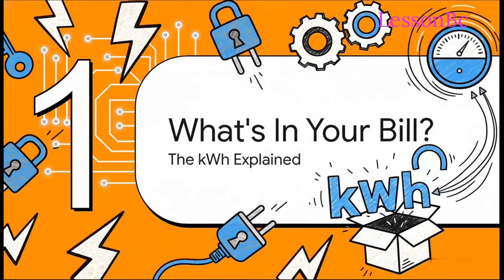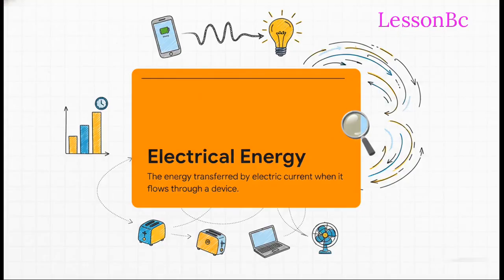Okay, so to solve our $50 mystery, we first have to learn the language. We need to understand what the electricity bill is actually saying. And the key term, the secret code word that unlocks the whole thing, is the kilowatt hour. See, what you're paying for isn't just electricity in some vague sense. You are paying for electrical energy.